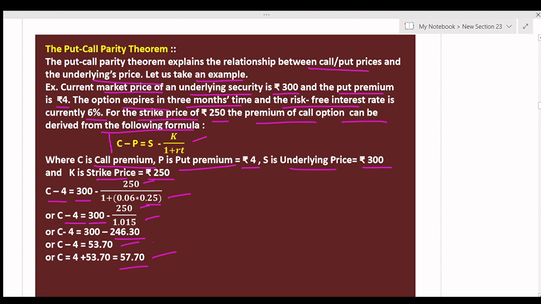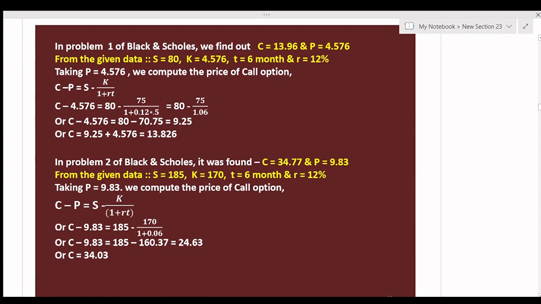Next, another problem. In problem 1 of Black and Scholes, which we have solved, C is equal to 13.96 and P is equal to 4.576. From the given data, S is equal to 80, K is equal to 75, T is equal to 6 months and R is equal to 12%. Now taking P is equal to 4.576, we compute the call option price.